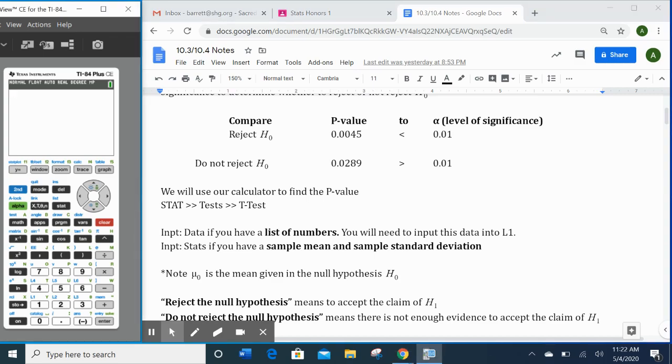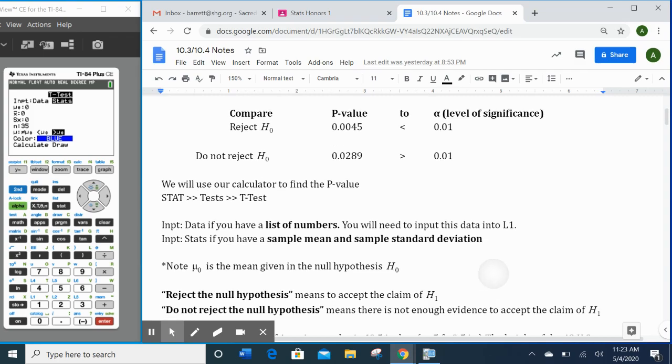So we will use our calculator to find the p-value by going on stat, tests, t-test, and then you'll click data or stats depending on what you're given. So if you're given a list of numbers, you're going to use data. And then if you're given a sample mean and sample standard deviation, you're going to type in what you're given with stat. So it says, note that mu sub 0, you can see that on my calculator, is the mean given in the null hypothesis.